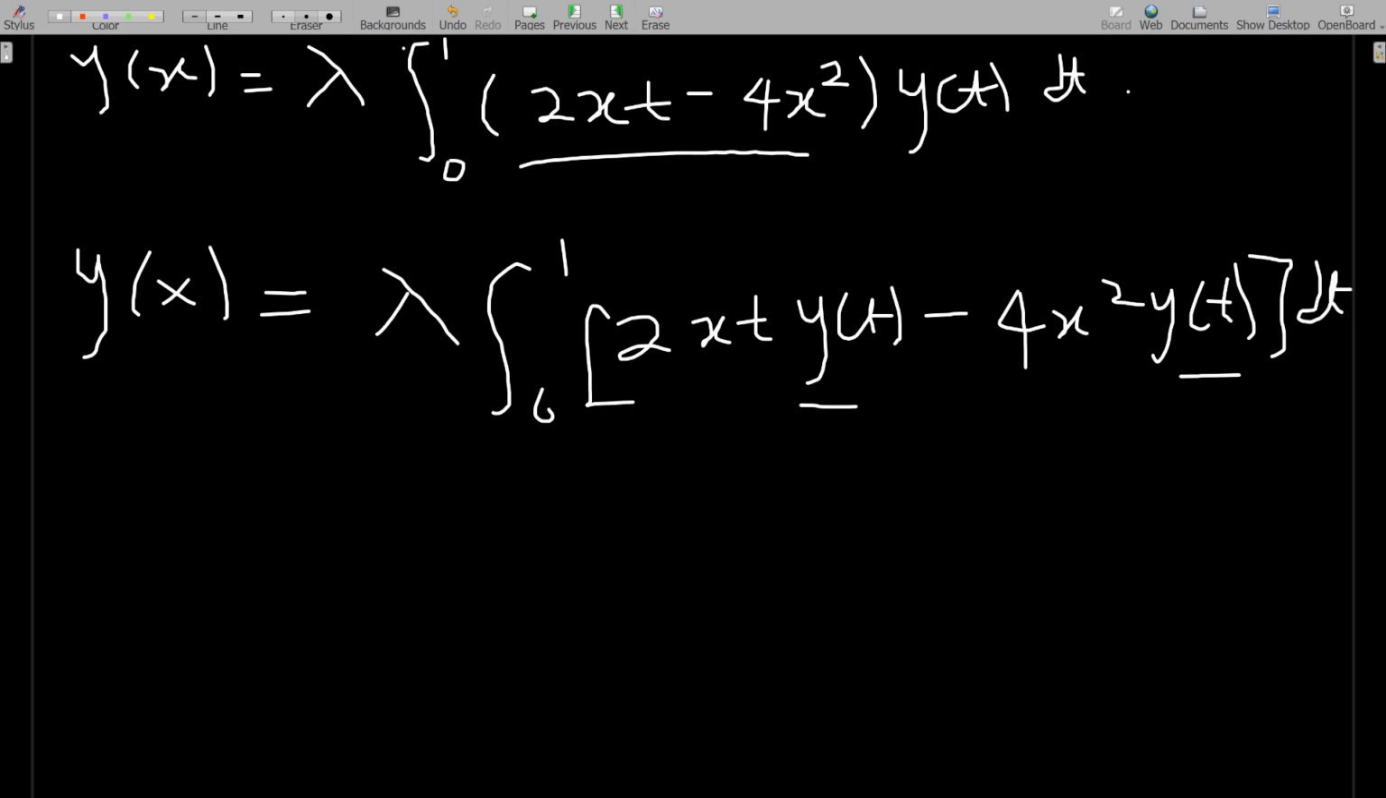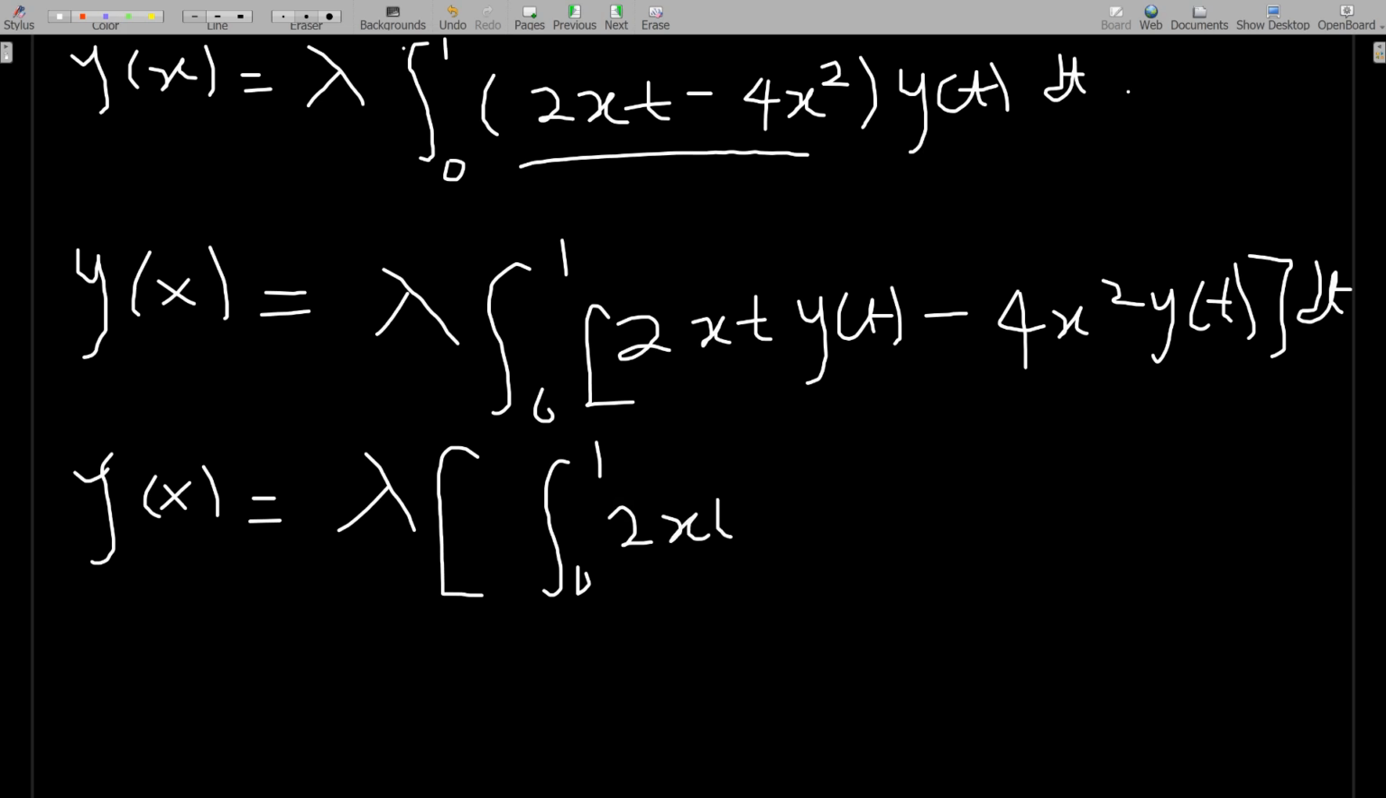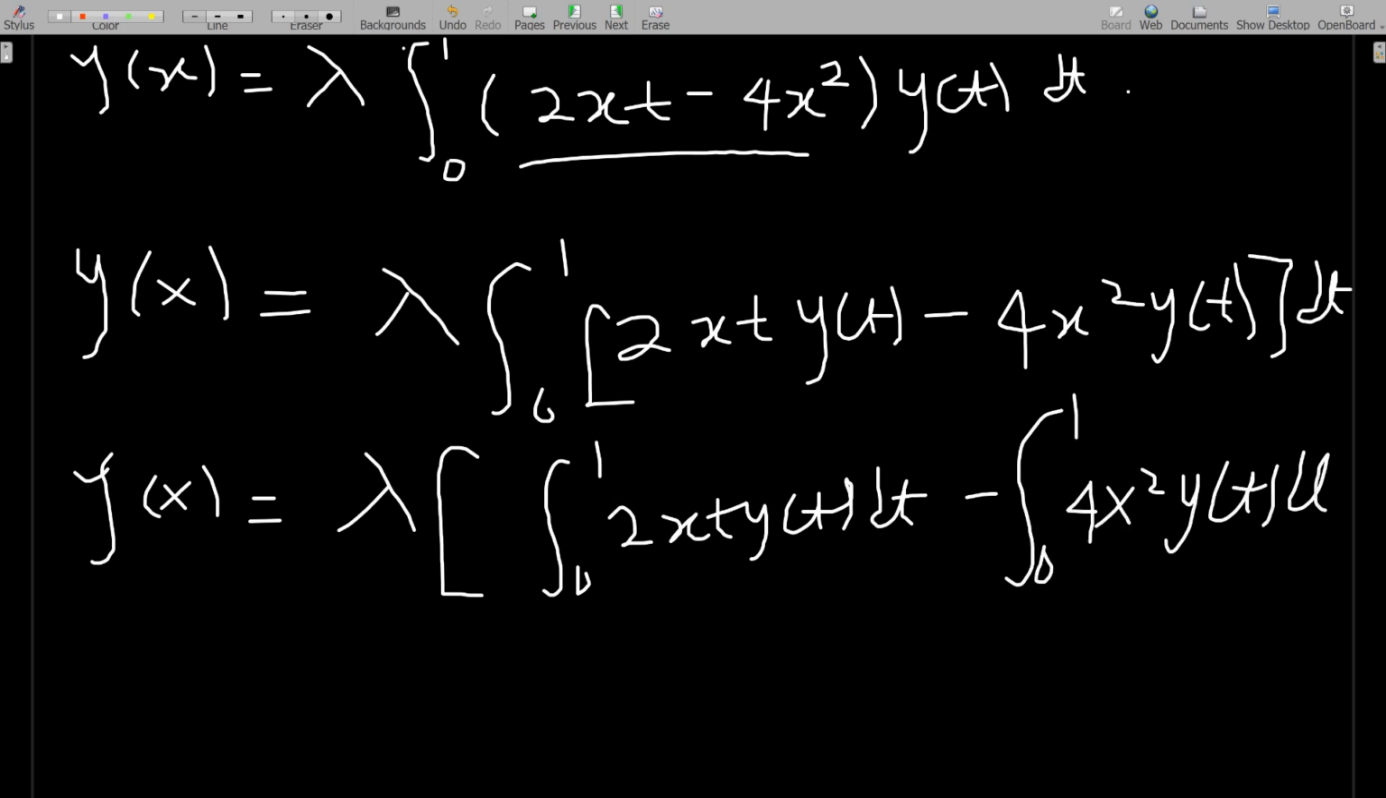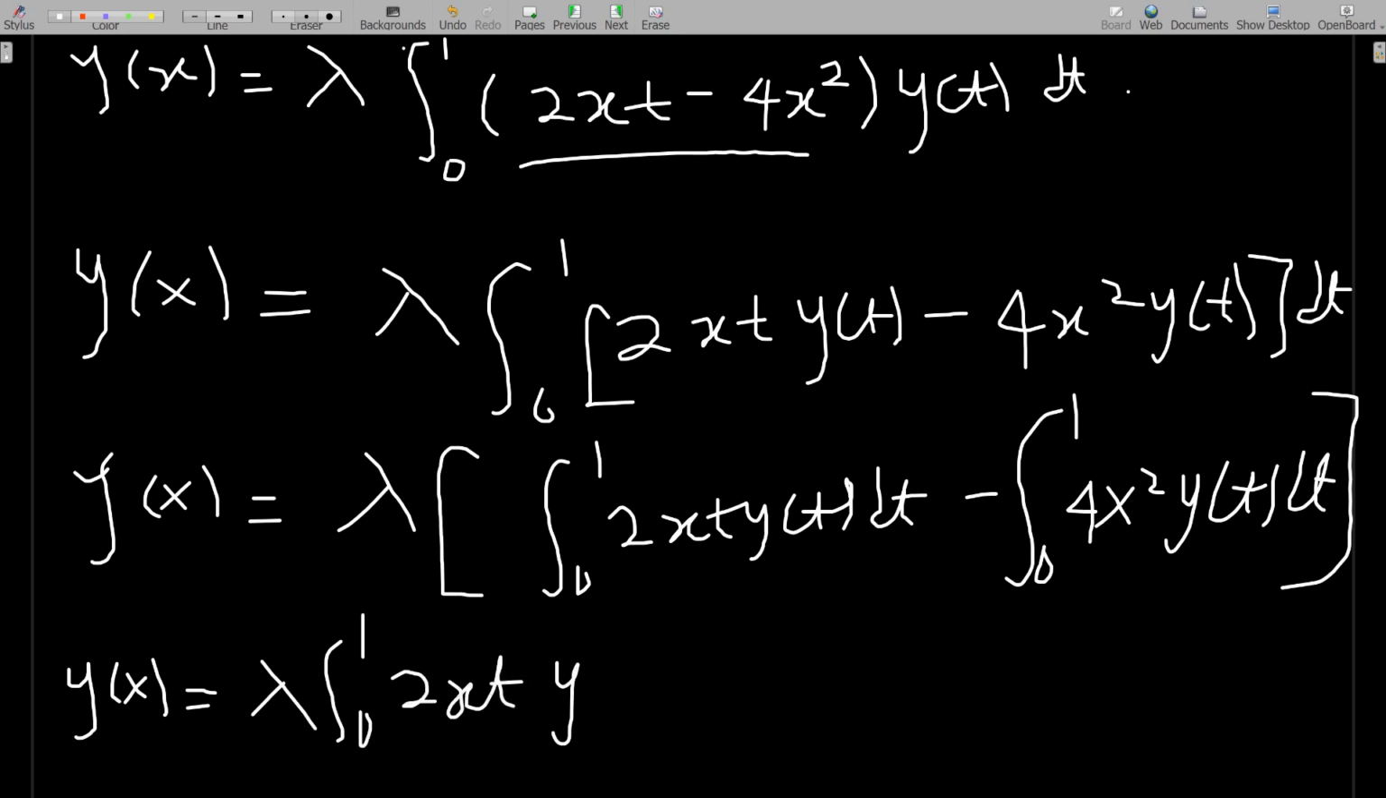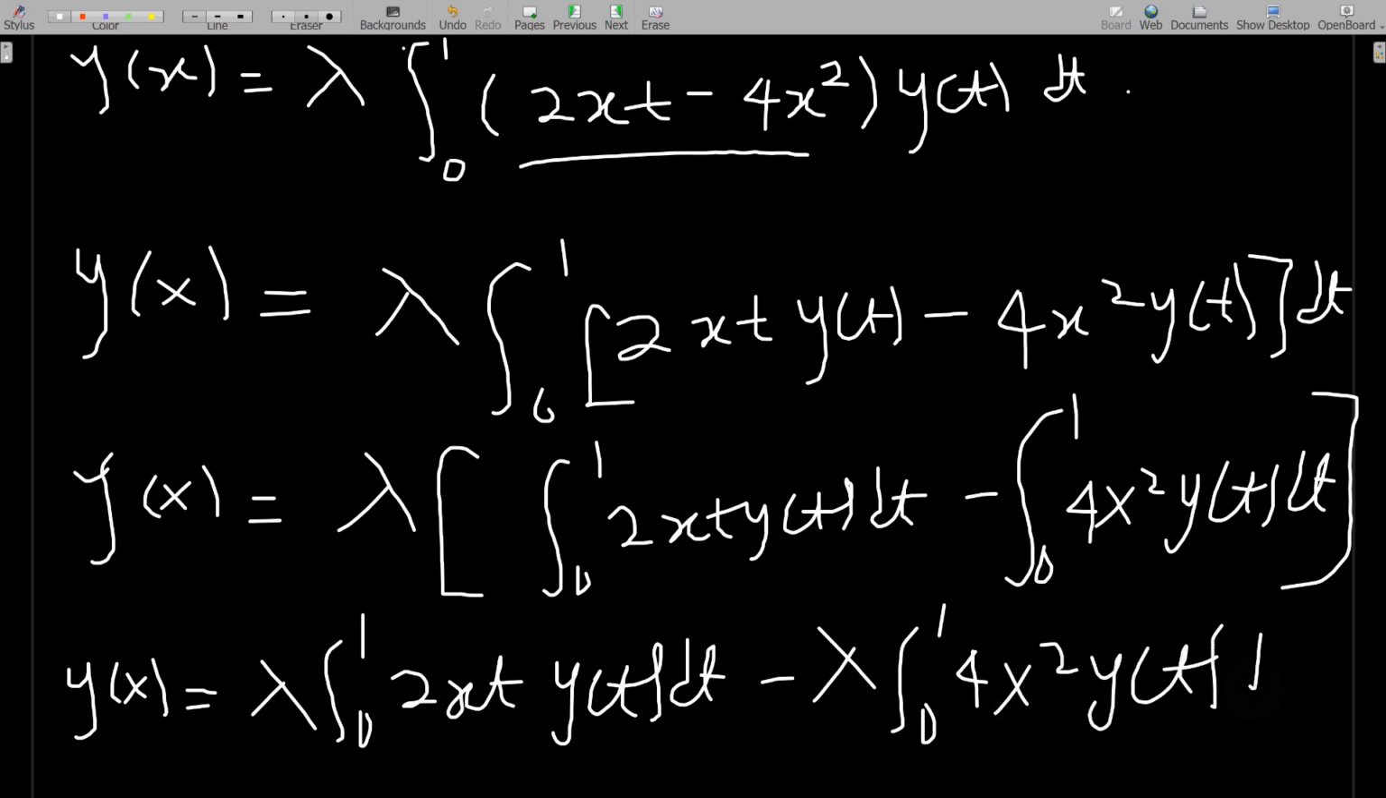Then since y of t is multiplying everything like that, you can break it into two different integrals. So I have lambda into integral from 0 to 1 of 2xt y of t dt minus integral from 0 to 1 of 4x squared y of t dt, right? And lambda is multiplying everything. So I have y of x being equal to lambda integral from 0 to 1 of 2xt y of t dt, minus lambda integral from 0 to 1 of 4x squared y of t dt, right?